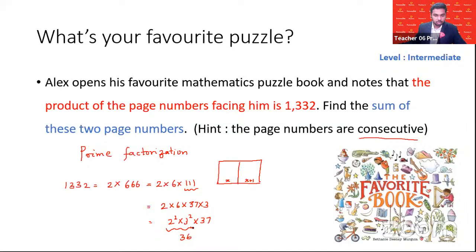Now clearly 2 squared times 3 squared is what? 36. So what we are looking for is the sum of the consecutive page numbers. So we have got a consecutive pair, 36 and 37. So the page number here is 36 and the page number here is 37. So what is the sum of 36 and 37? Yes, I think few of them have written that in the chat box. It is 73.